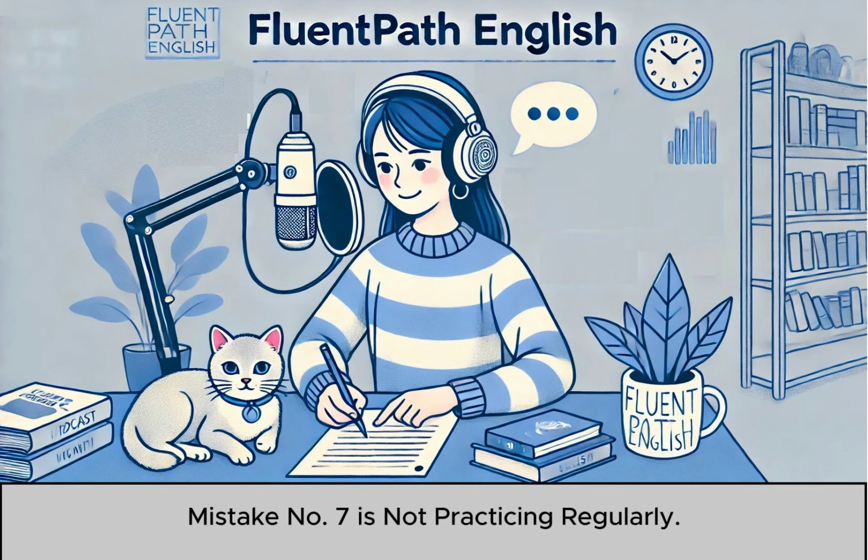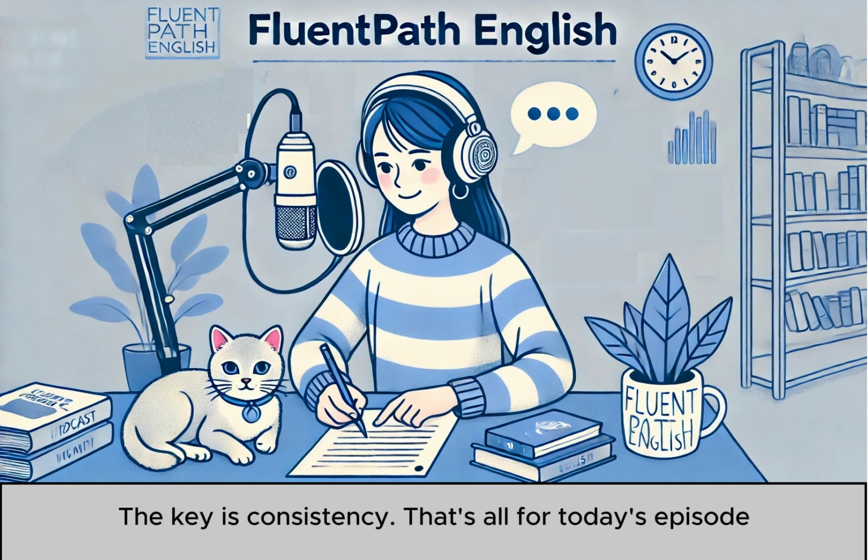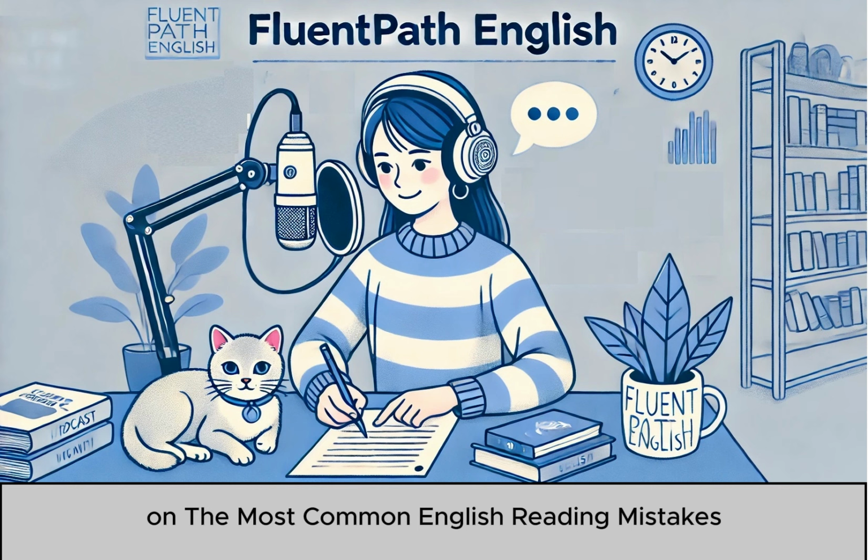Mistake number 7 is not practicing regularly. Reading is like exercise. The more you do it, the stronger your skills become. If you only read once in a while, you're missing out on opportunities to improve your vocabulary, comprehension, and fluency. How to avoid it? Set a daily reading habit. Start with just 10 to 15 minutes a day. Choose materials you enjoy, like novels, short stories, news articles, or even blog posts. The key is consistency.